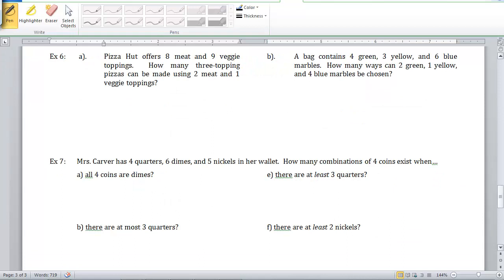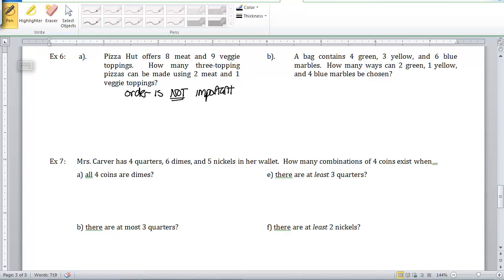In example 6A, it says Pizza Hut offers 8 meat and 9 veggie toppings. How many 3-topping pizzas can be made using 2 meat and 1 veggie? This is a 2-event situation because you have both meat toppings and veggie toppings. Just because you choose a particular meat topping does not have anything to do with the 9 veggie. So again, before I actually start the problem, I want to see, is order important? And no, order is not important because it's still going to be the same pizza no matter what order I choose them in.